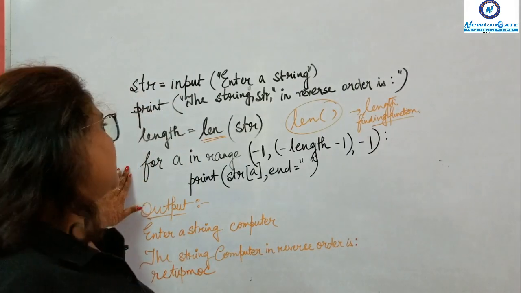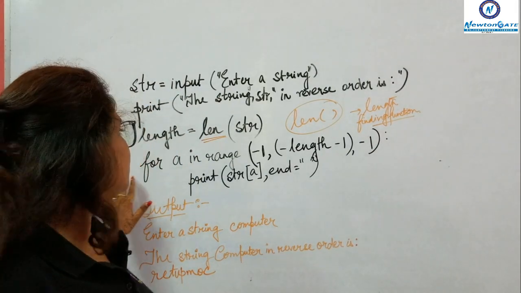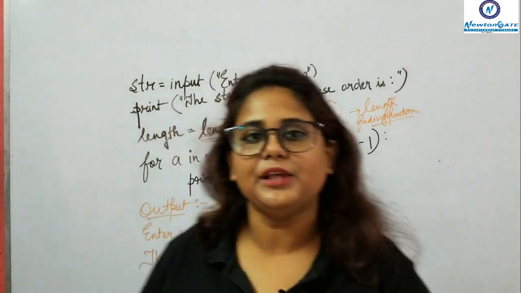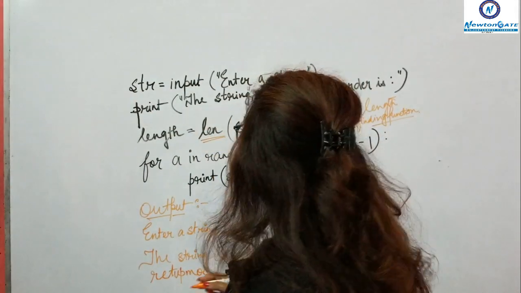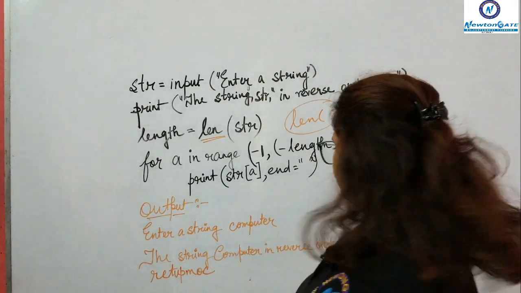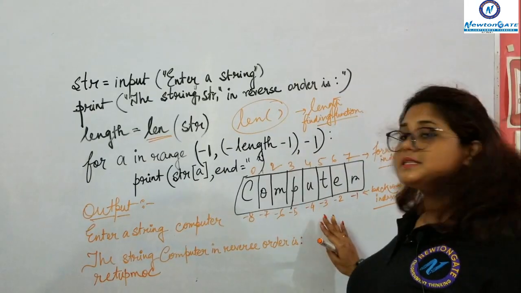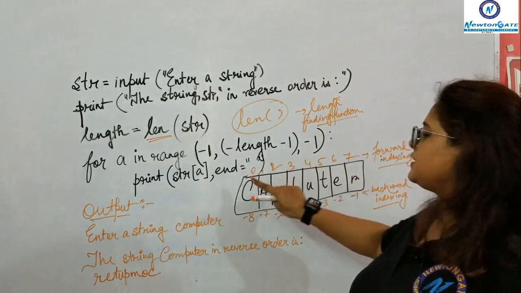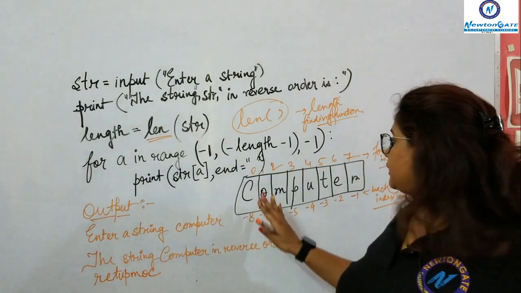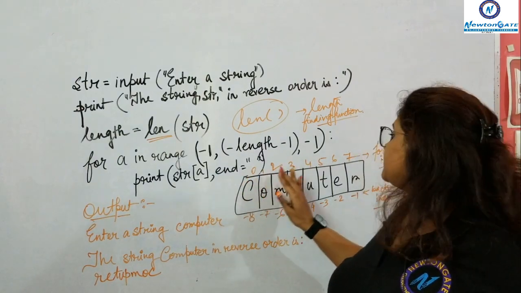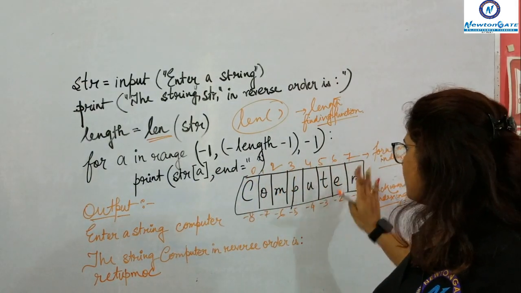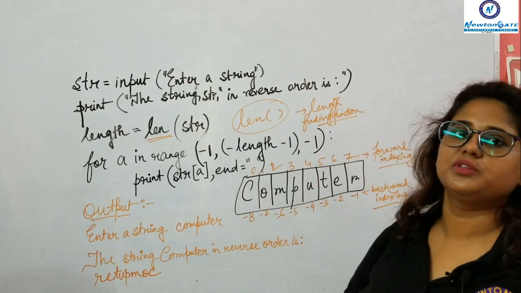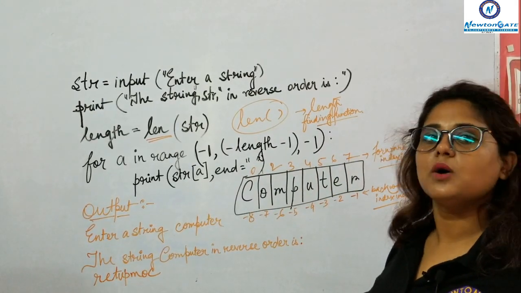Alright. Next, again our loop. It starts from -1. Why -1? I did not tell you about negative indexing. Suppose this is my string, and this is how we describe our negative indexing. This is our positive indexing, as I already told you before. Here I have written it as 0, 1, 2, 3, 4, 5, 6, 7. The length is 8 and the last index is length minus 1, as I already told you.